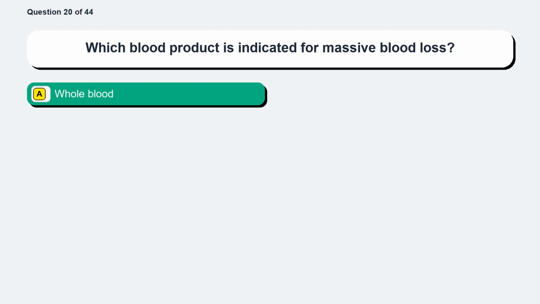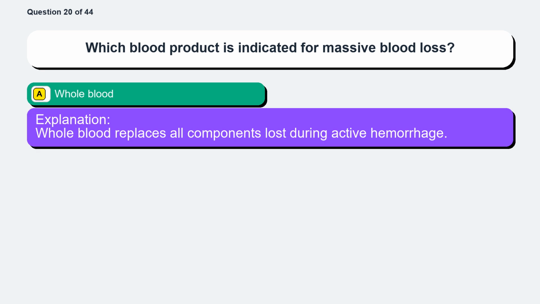The correct answer is option A, whole blood. Whole blood replaces all components lost during active hemorrhage.